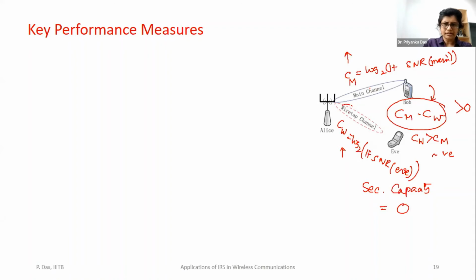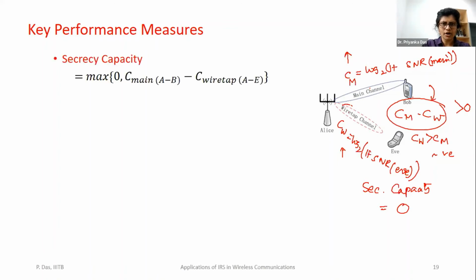With this background, there are a lot of works going on. In FISEC, we define the secrecy capacity as the capacity of the main channel Alice to Bob minus the capacity of the wiretap channel Alice to Eve, and take the maximum between 0 and this difference. It cannot go negative. That's why I forcefully introduced that it has to be greater than or equal to 0. That's the new notation for measuring capacity in secure communications, called secrecy capacity.